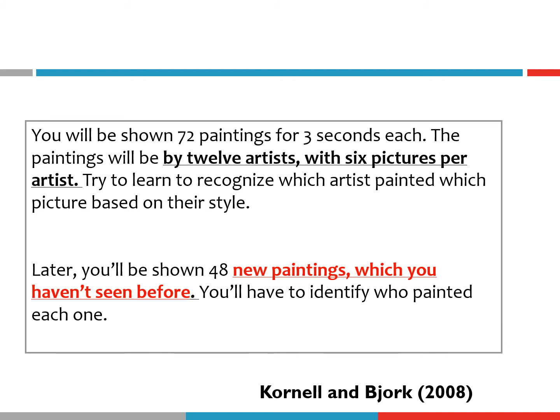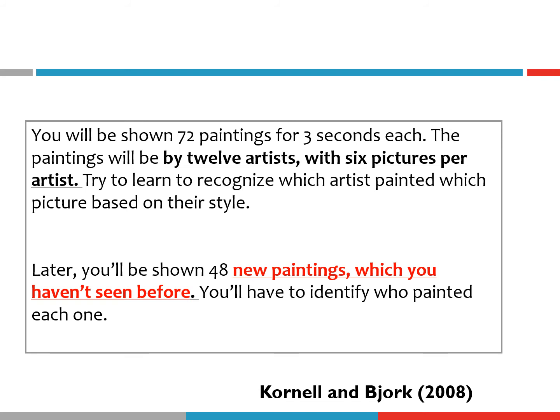if you were a participant in this experiment, you would be shown 72 paintings for 3 seconds each, okay? And of those 72 paintings, what they consisted of was 12 different artists. So there are 12 different categories, and there are 6 pictures per artist, right? So 12 different categories and 6 different exemplars or examples. And their goal was to learn to recognize which artist painted a new picture based on their style, right?